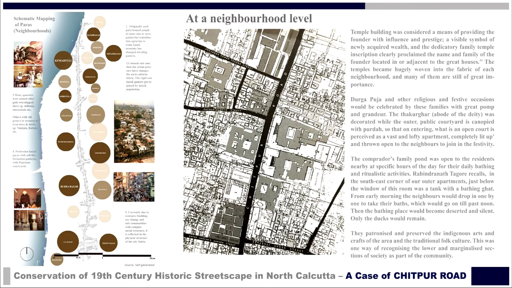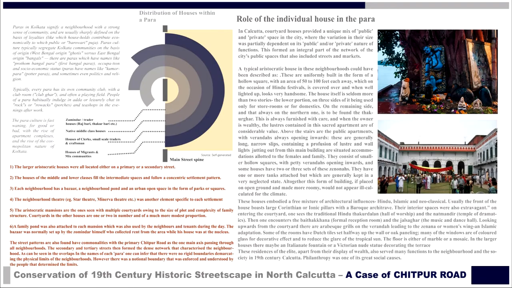Originally, each pada housed people belonging to the same caste or occupation only, as the inhabitants were newly transforming from an agrarian economy in the village to a more trade and commerce centric economy in Calcutta. The distribution pattern changed over time. Distribution of houses within a para.